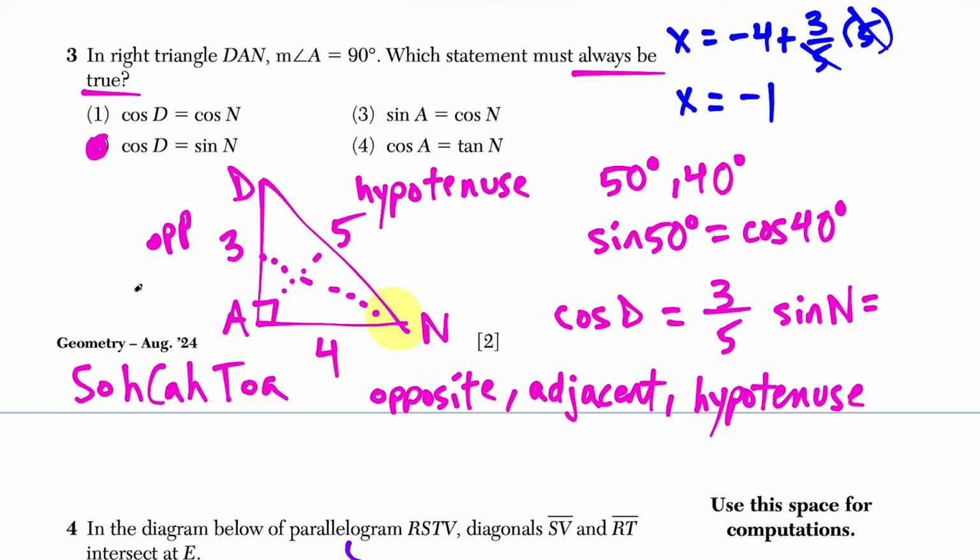This side over here is opposite of angle N. It's also adjacent or next to angle D, but it's opposite of angle N. So when I set up my ratio, sine of N is equal to opposite of N is 3 over the hypotenuse is 5. And notice that we get the exact same thing here. Okay, so that's 2 ways to do this question. Whichever one you think is easier is the one you should go with.